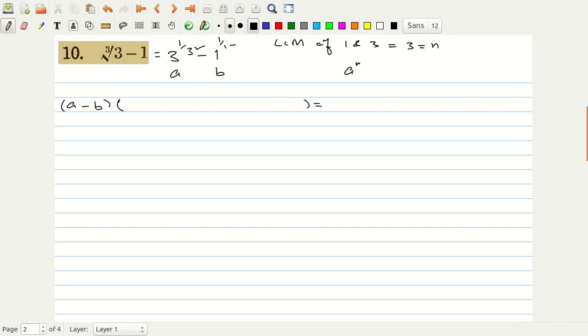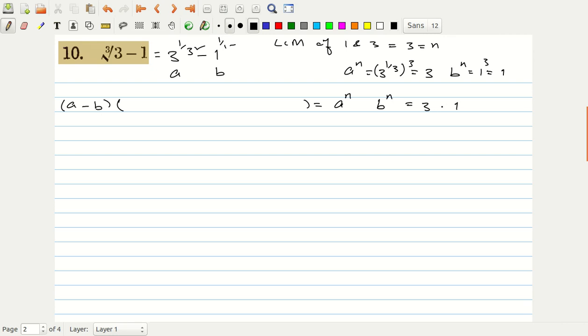So a to the power n is 3 to the power 1 by 3 to the power 3, which is actually 3. And what is b to the power n? It is 1 to the power 3, which is 1. So a to the power n is also rational, b to the power n is also rational. So we write it as a to the power n and b to the power n, which is 3 and 1.